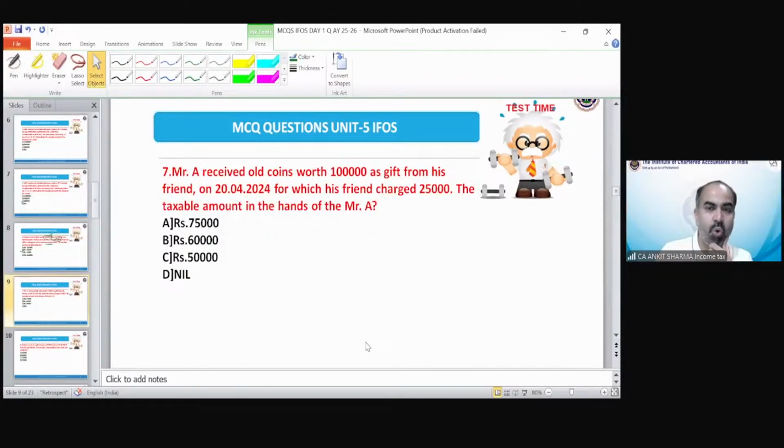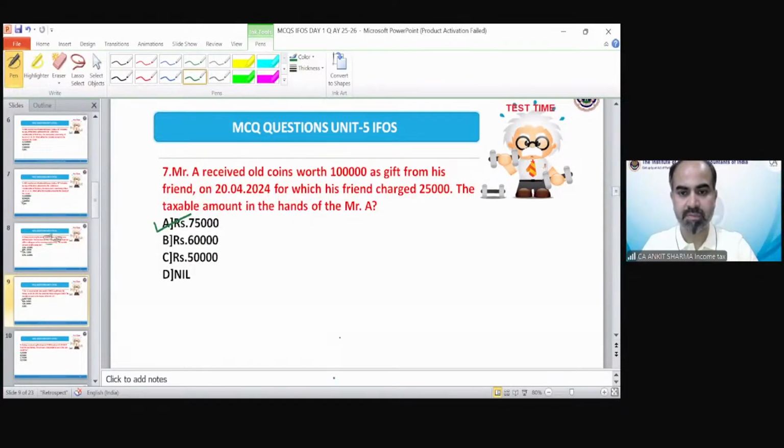Mr. A received old coins worth 1 lakh as gift from his friend on 20th April 2024, for which his friend charged 25,000. The taxable amount in the hands of Mr. A would be how much? Correct answer would be, why is Ishan saying nil? Why nil? It's 75,000. It's inadequate consideration. So the answer would be 75,000.